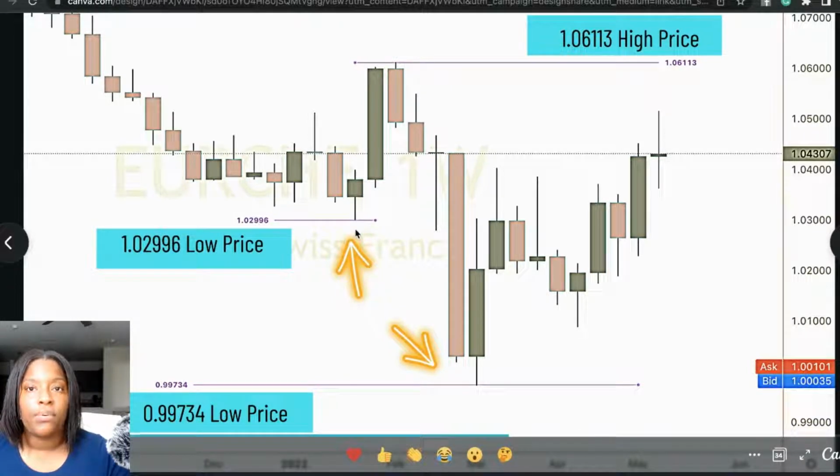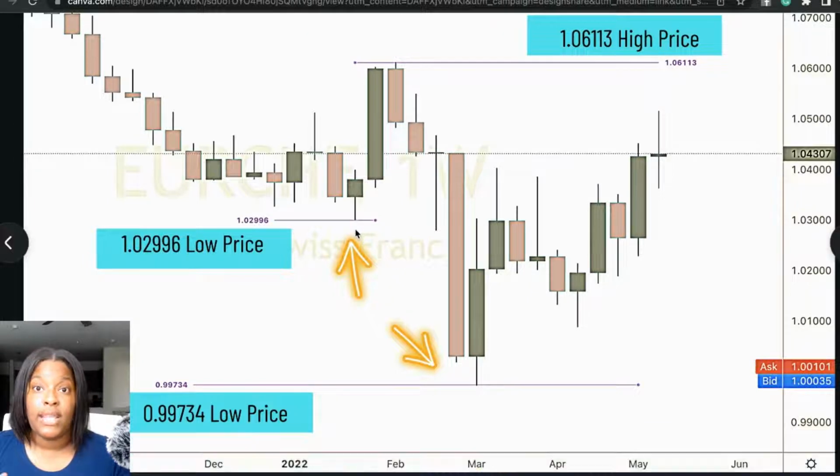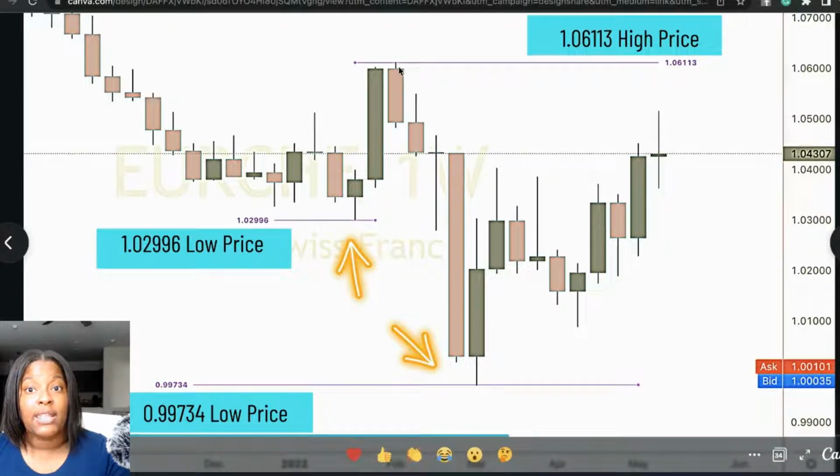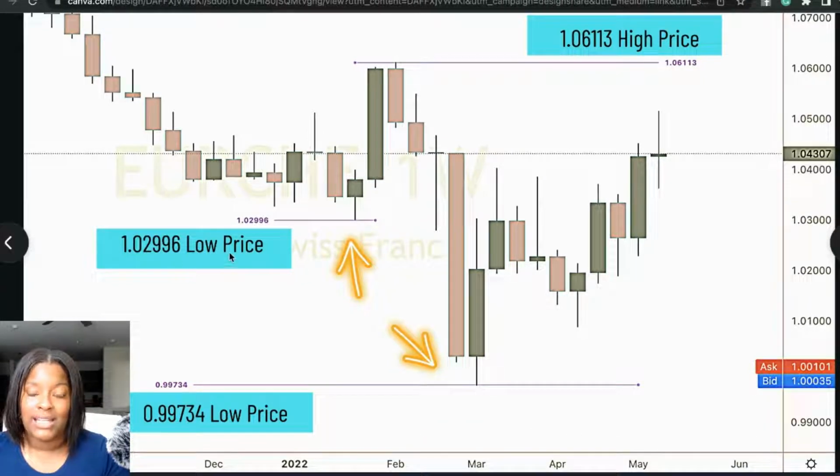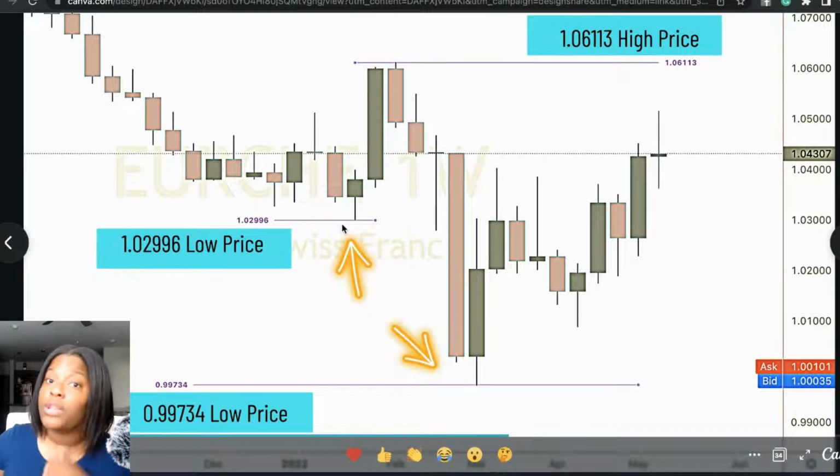When it comes to your price action candlesticks, remember that it's a body. It has to move together. So the lowest wick was right here before we got this really long bullish candlestick, and then we had this red candlestick. And so price went all the way down to 1.02996. That was a low price.